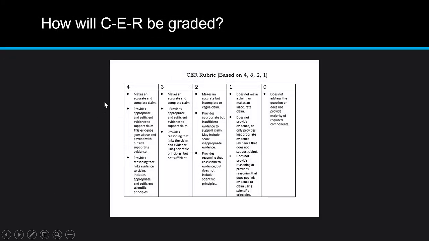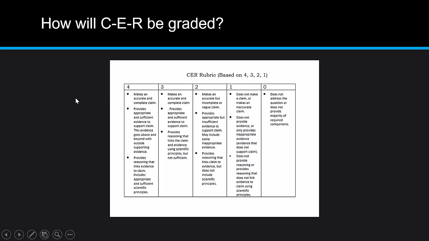Now, CER will be graded the same way other things are graded in our class using a 4-3-2-1 rubric. A 4 is above and beyond. A 3 means you've met all of the requirements. A 2 means you're missing something, and a 1 means it's incorrect. So that would be if you actually made the incorrect claim. So if we went back to the question about the liquids and you said liquid 2 and liquid 4 were the same substance, that would be wrong and you would get a 1.